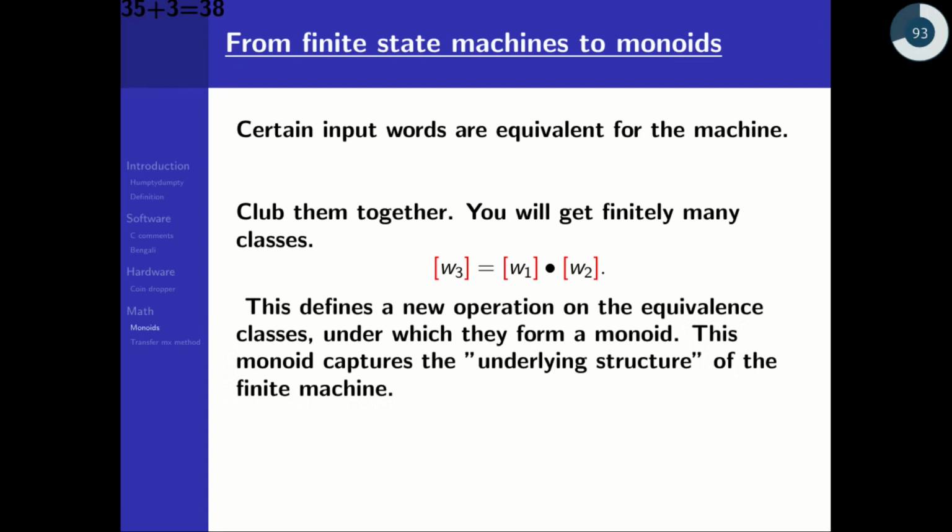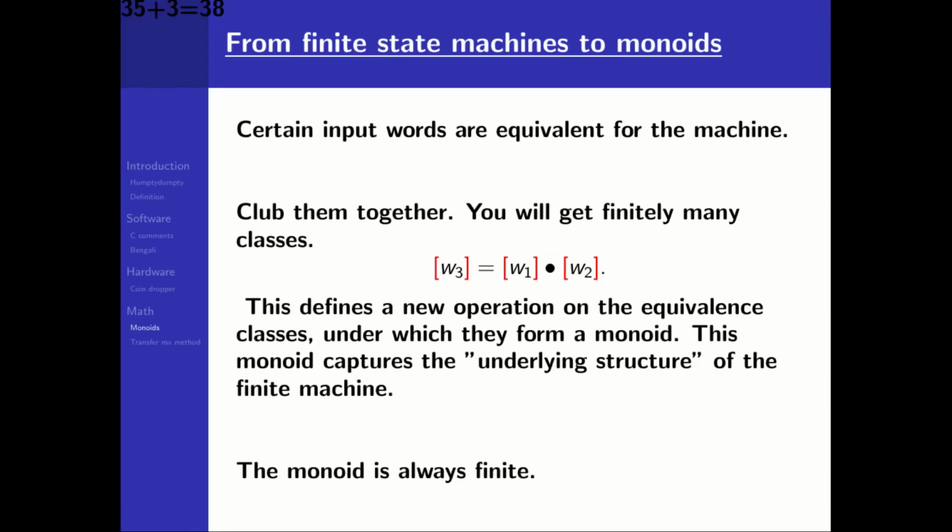This monoid captures the "underlying structure" of the finite machine. Namely, it tells you which things are equivalent. Now, this is in a rather subtle sense; that is why I put the underlying structure within quotations. And it is easy to see that this monoid is always going to be finite, because the number of equivalence classes is always finite. So we have a way of constructing a monoid from a finite state machine.